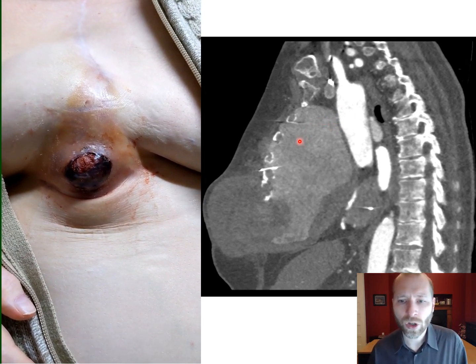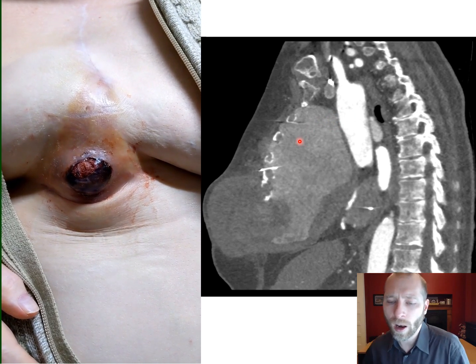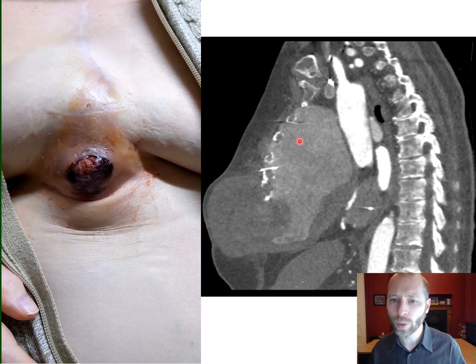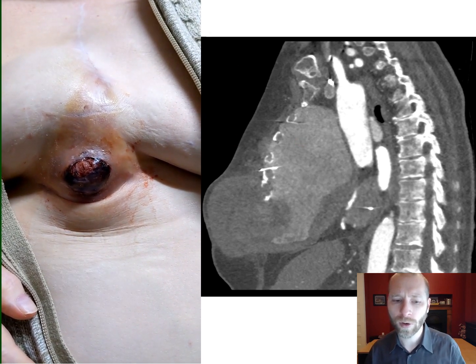So we can discuss this case along with, number one, what's the diagnosis, and two, what would be an operative plan to deal with a case like this in the event you have to do a reduced sternotomy.